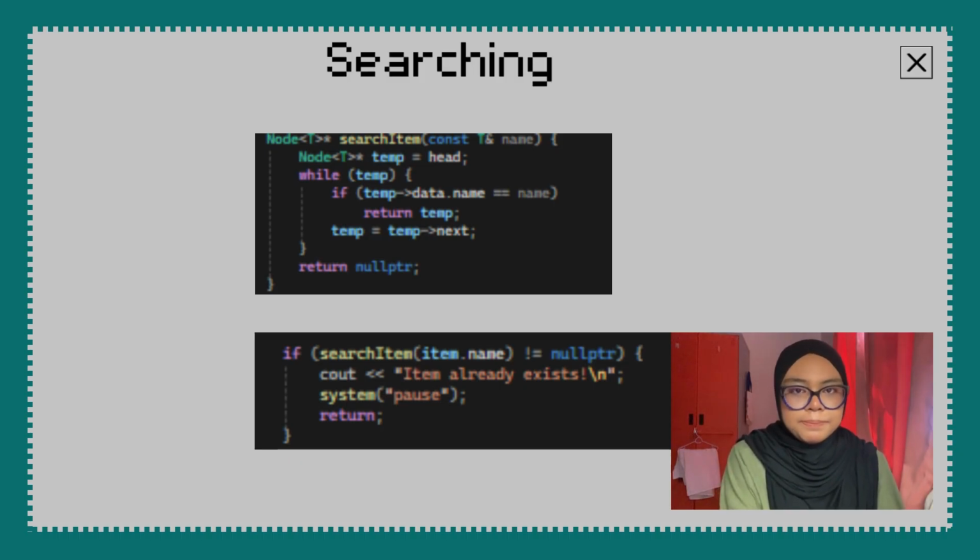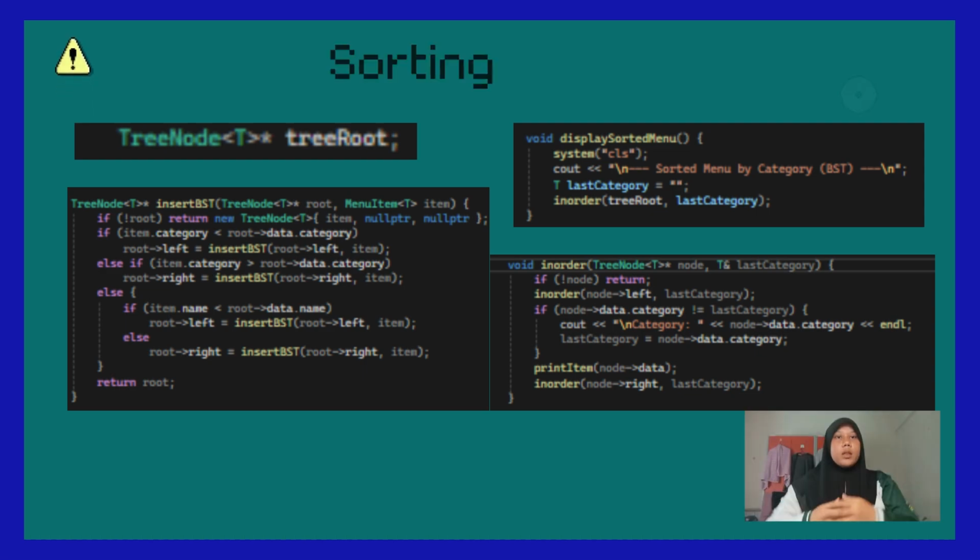Now for the searching part, when we add or edit a menu item, we use the search item function to check whether the item already exists. This function traverses the linked list and compares item names. This helps to avoid duplicate entries and maintain data integrity.